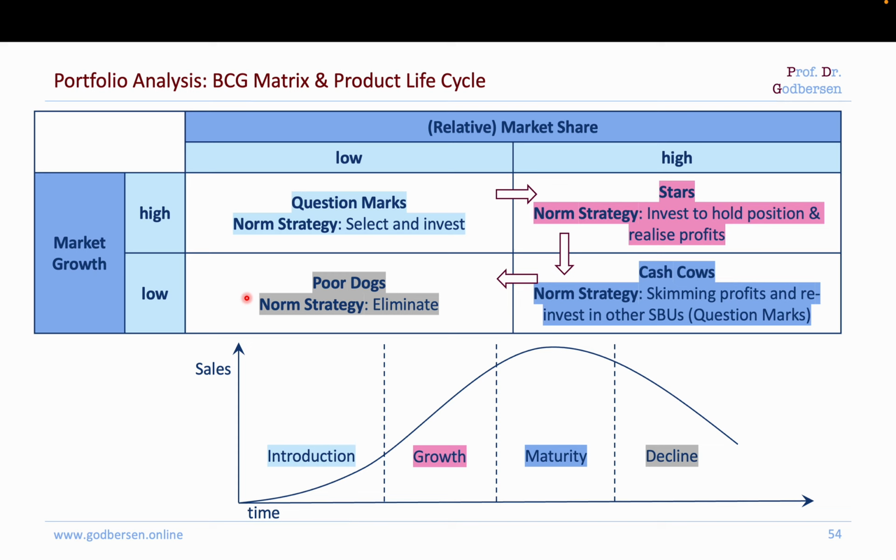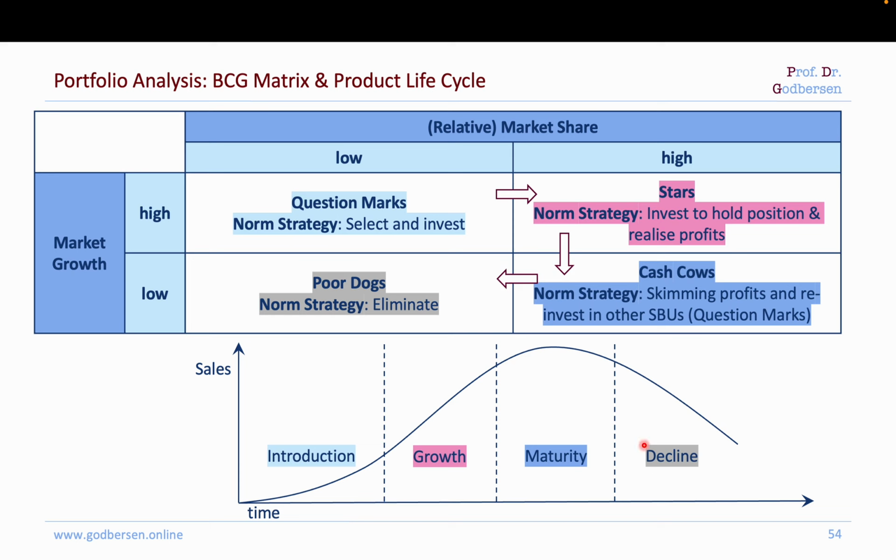And this BCG matrix with the 4 quadrants and norm strategies corresponds, ideal-typically, with the product life cycle. The product life cycle, which is on the bottom of the slide, has time on the x-axis and sales on the y-axis. We introduce a new product, a new business idea to the market, with slow growth. Then the growth picks up pace, and this is a star. Happy days. Growth slows down. We're in a saturation phase, and this is called the maturity phase, corresponding with the cash cows. Finally, the market shrinks, the market and our business are in decline, and that corresponds with the poor dogs.